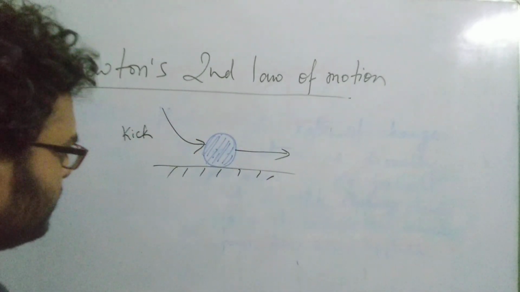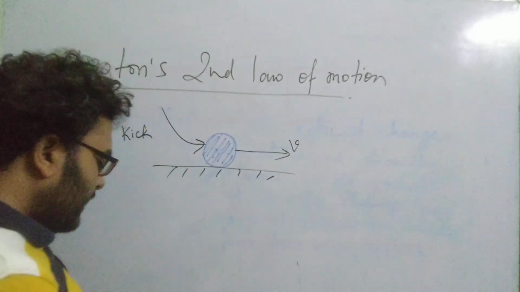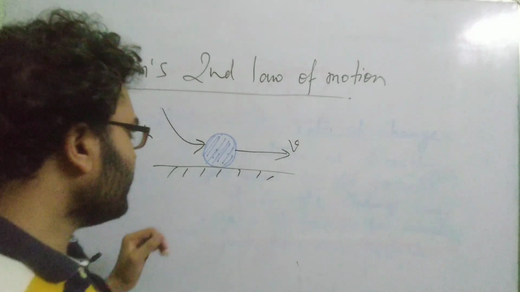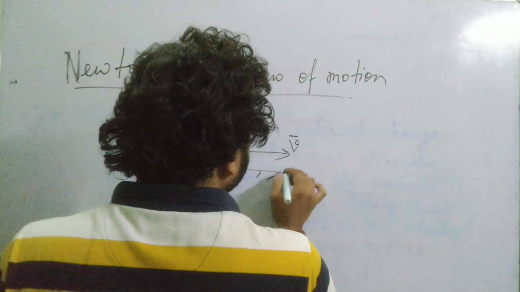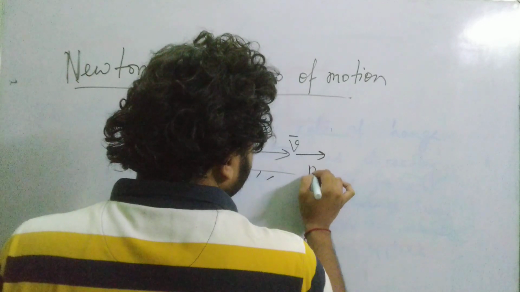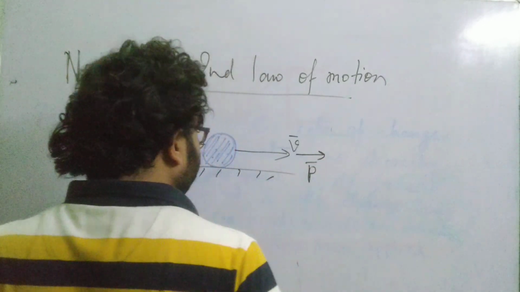So if I say that the ball is moving in this direction, what happens? The velocity of the ball is in this direction. And as you know, in the previous class we discussed that momentum is a vector quantity, and the direction of that vector quantity depends on the direction of the velocity. So if the velocity is in this direction, definitely the direction of momentum will also be along this direction, isn't it? So this is quite obvious.